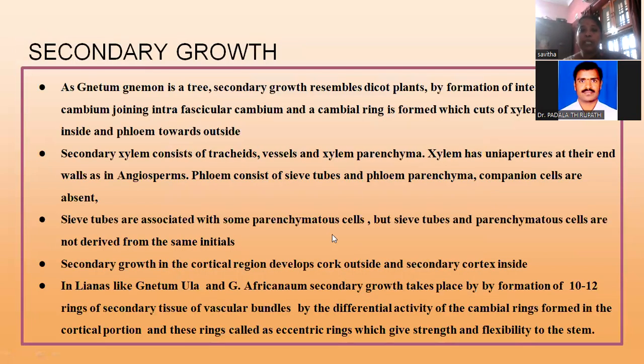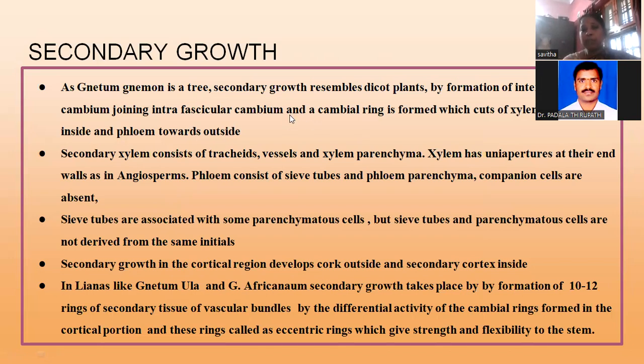When you come to the secondary growth, there are some important characters you will see in lianas. The secondary growth takes place as usual like in dicot plants, by the formation of the intrafascicular cambium and the interfascicular cambium, which joins the intrafascicular cambium, forming a cambial ring.